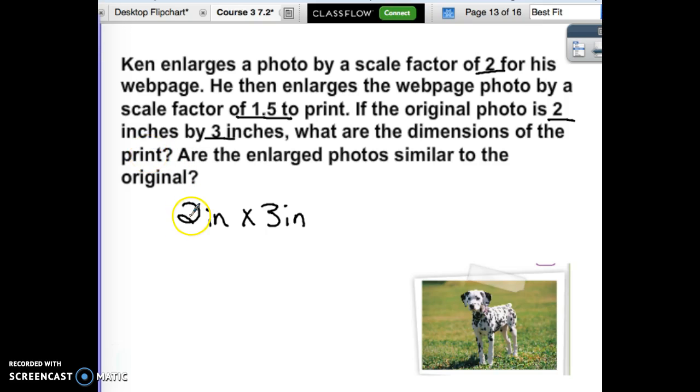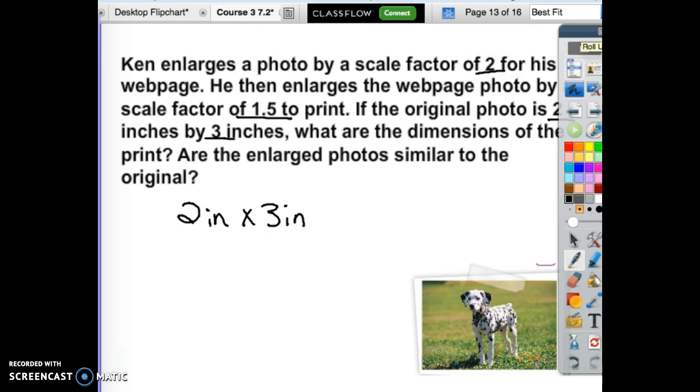So the first thing he did was he doubled it. So he took this and he multiplied it all by 2 because he doubled it. So if I double it, that gives me a 4 inch by 6 inch photo.